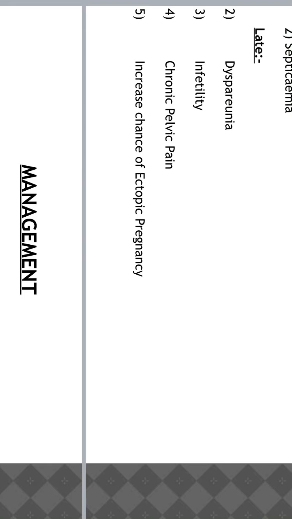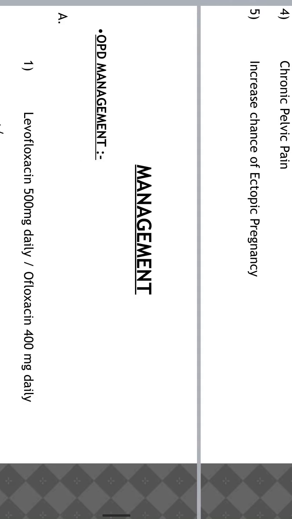PID, because of infection and inflammation, affects the motility and ciliary movement of the fallopian tube, it can lead to tubovarian abscess, the uterus is congested, so it leads to infertility. So these are the complications of PID. So it is better to treat in the early stage, because if you treat early, then the outcome would be good. Now the management part.